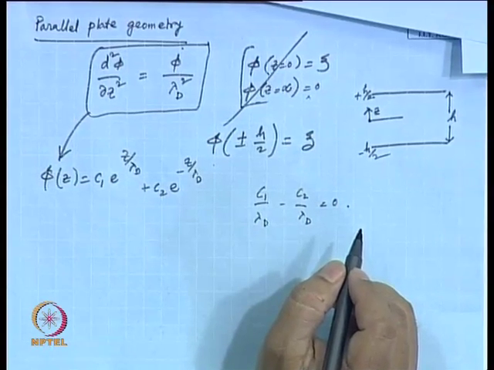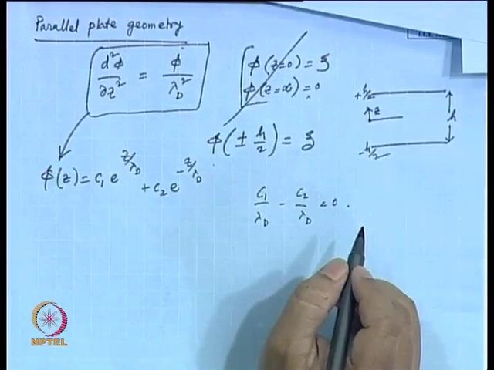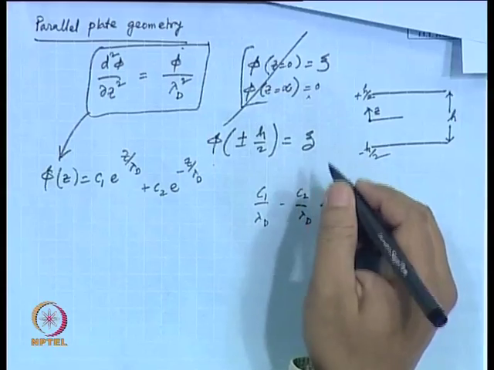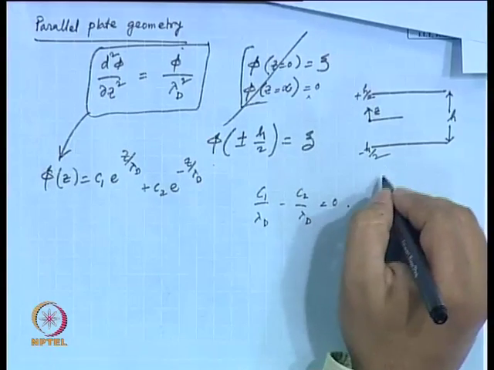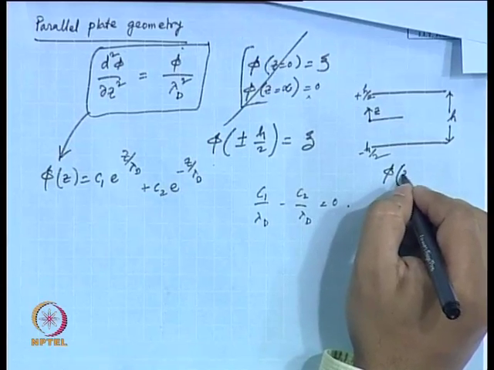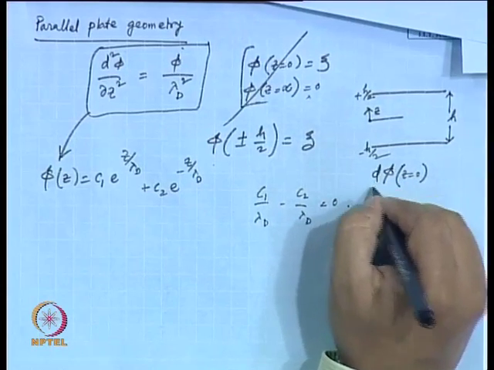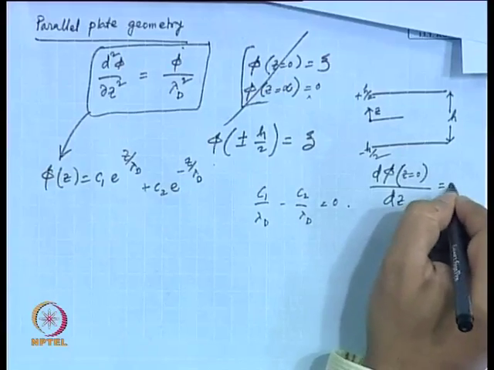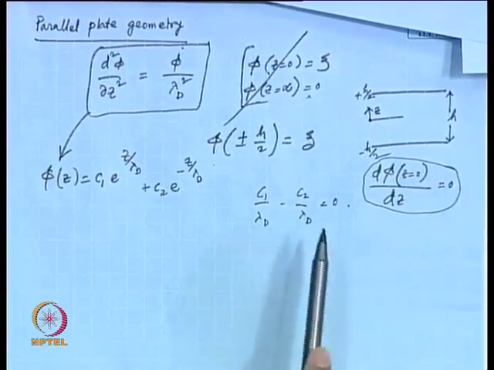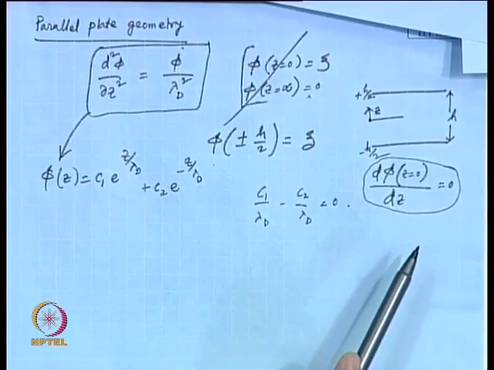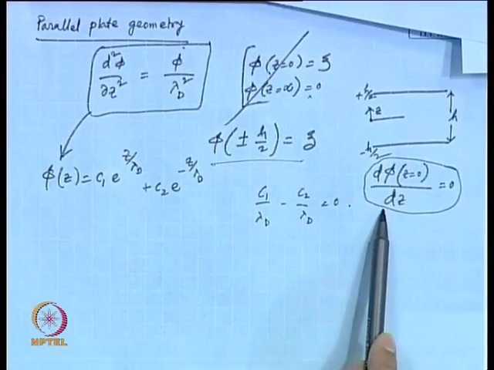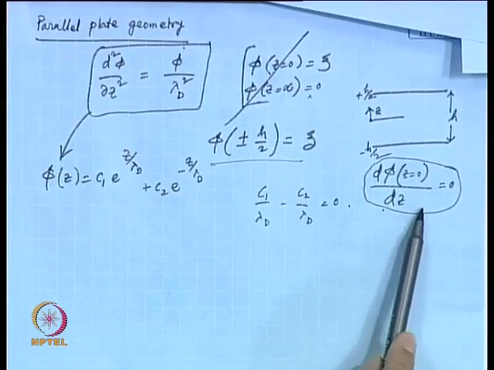Well, at z is equal to 0, there is another boundary condition. There is a symmetry at the center, which I have not mentioned. Due to symmetry at the center, d phi by dz at z equal to 0 has to be equal to 0, because there exists a symmetry at the center. So, this becomes another boundary condition. Phi at plus or minus h by 2 is equal to zeta, that is at the wall, and at the center there has to be a symmetry. So, this has to be satisfied.